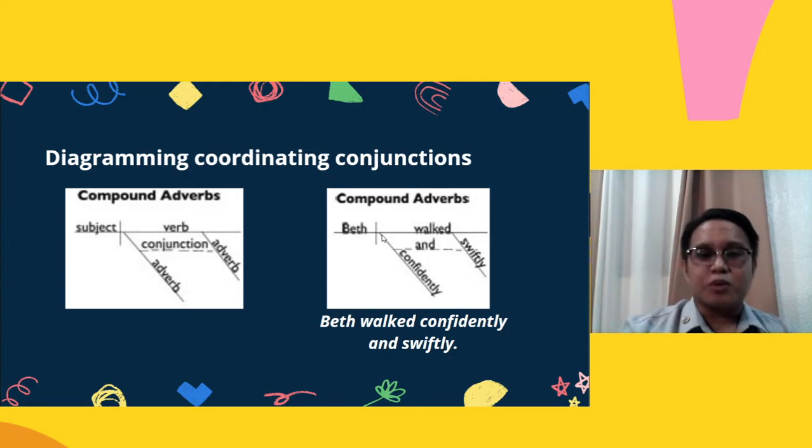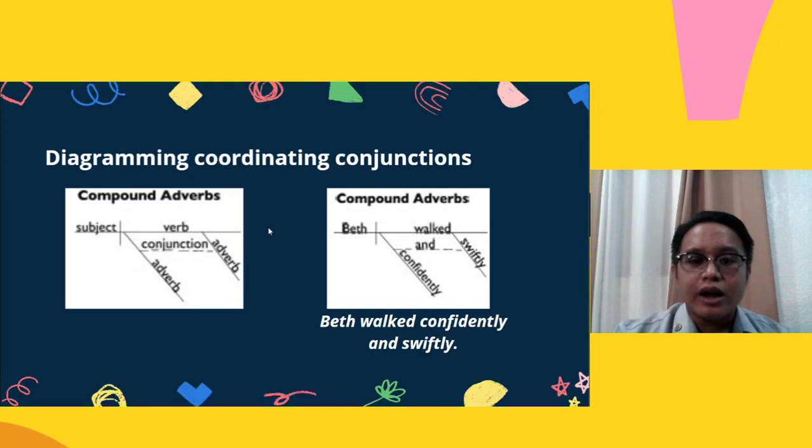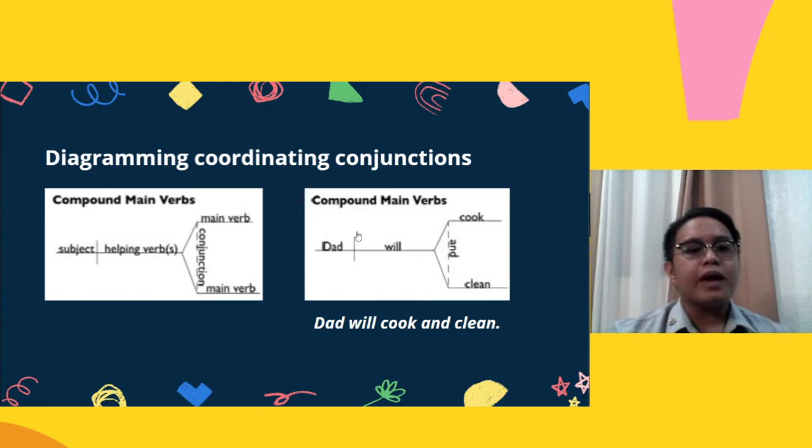So, that's the only purpose: para mabutang nato siya sa dotted line. Okay? So, Beth walked confidently and gi-connect ra nato siya and swiftly. Okay? Next, compound main verbs.